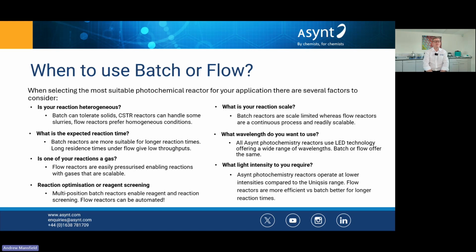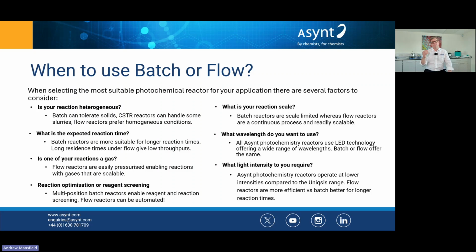So I guess the question is, we've spoken about different reactor technologies, whether it's a traditional batch reactor or a flow reactor, and having access to both gives us the widest opportunity to run the chemical application that we want to carry out. So when would you choose one over another?